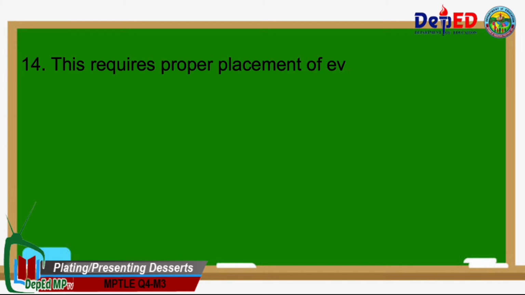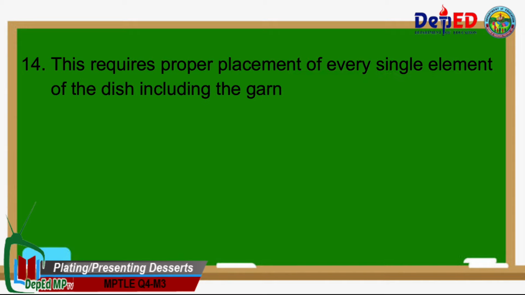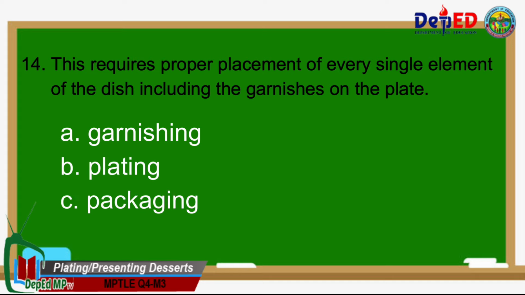Number 14. This requires proper placement of every single element of the dish, including garnishes on the plate. Letter A, garnishing. Letter B, plating. Letter C, packaging. Letter D, storing. The correct answer is letter B.